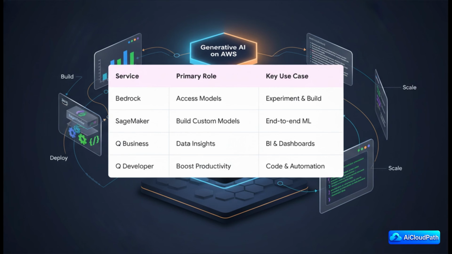And finally, you use Amazon Q and its business and developer flavors to bring all that AI power to every single person in your organization. It's a really smart, layered approach, taking you from the core foundation all the way to the final application.